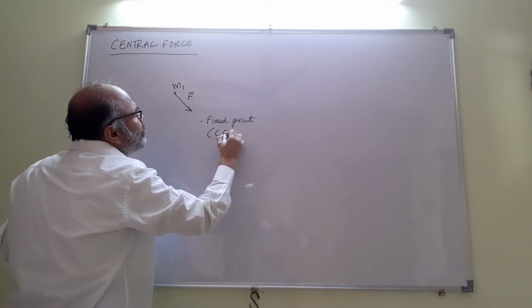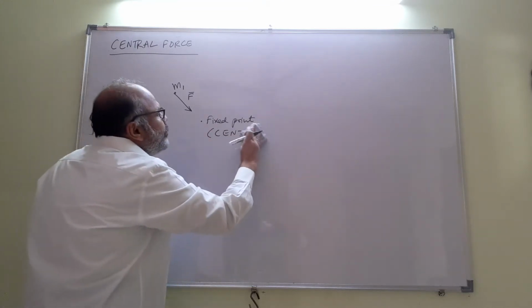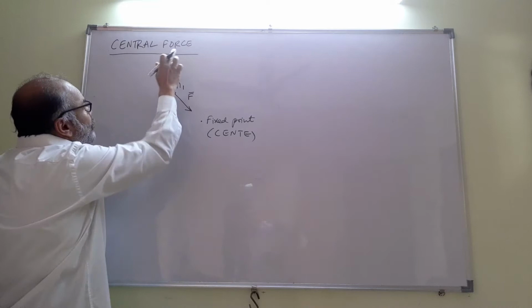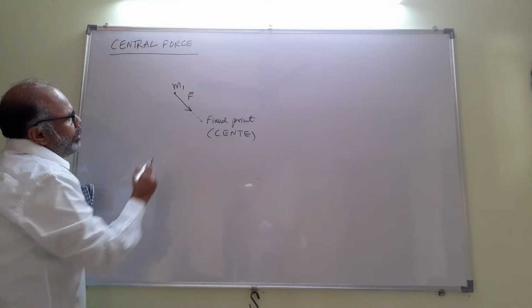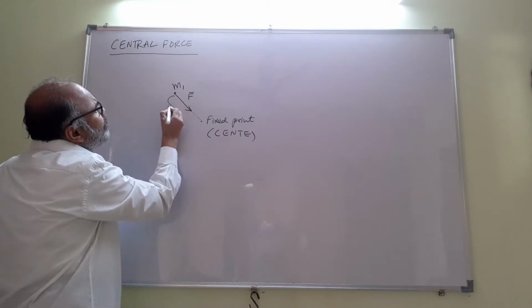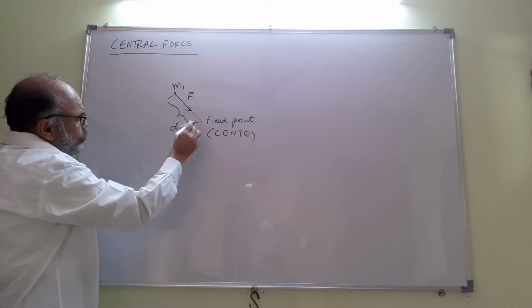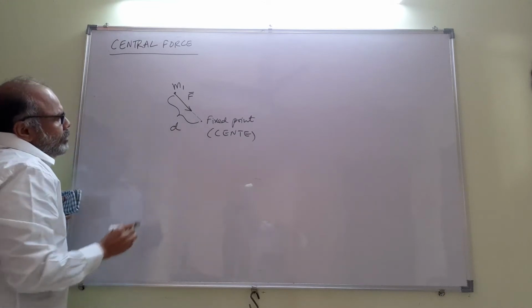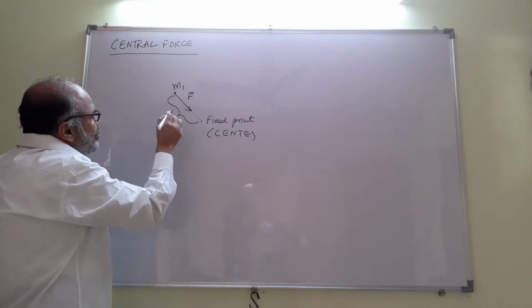This fixed point is called the center, and hence the name central force. So it is pointing towards the fixed point, and the magnitude of F depends only on this distance d, the distance of the particle from the fixed point. It is always pointing towards that fixed point, and this magnitude is independent of time.